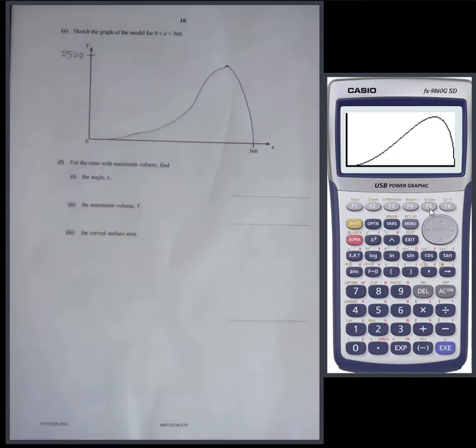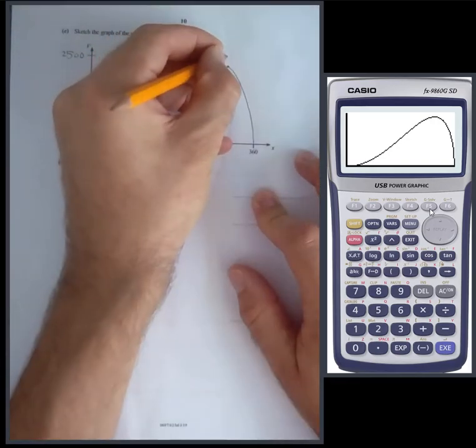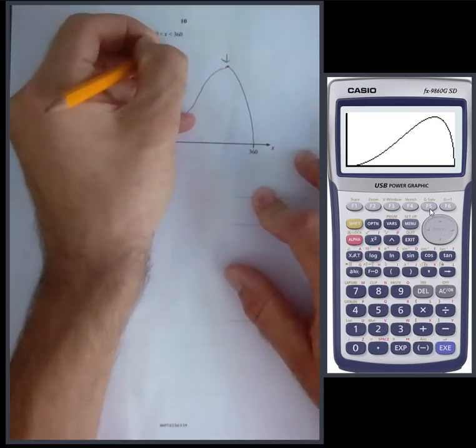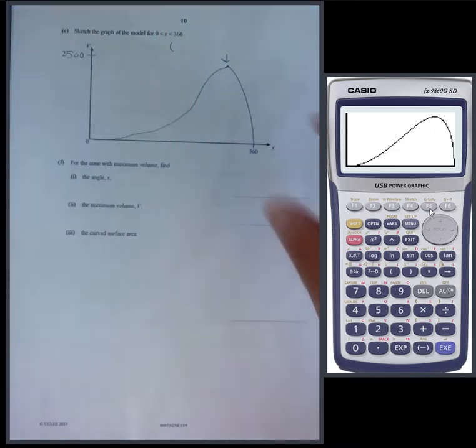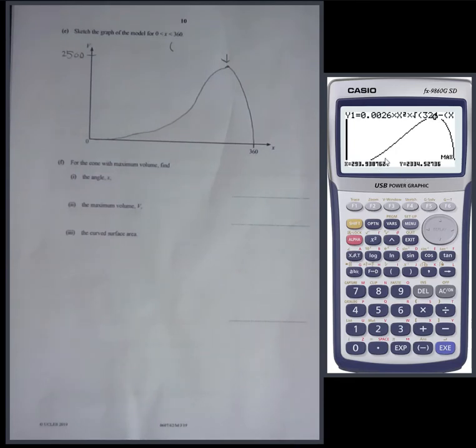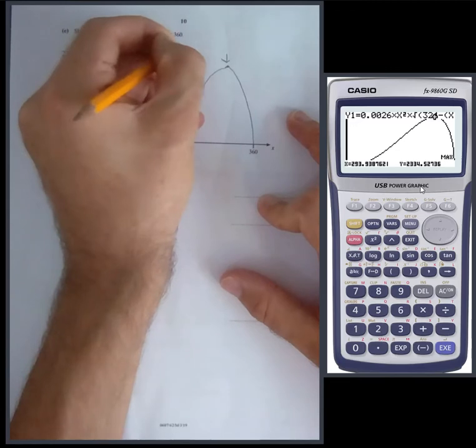For the cone with maximum volume, find the angle x, the maximum volume V, and the curved surface area. So maximum volume, we're interested in this point, and I always think it's good communication to just write that down and show the examiner that you know what you're doing. So to find a maximum, Shift, G-Solve, we're looking for a max, and that says x is 293.9387, or 0.939.